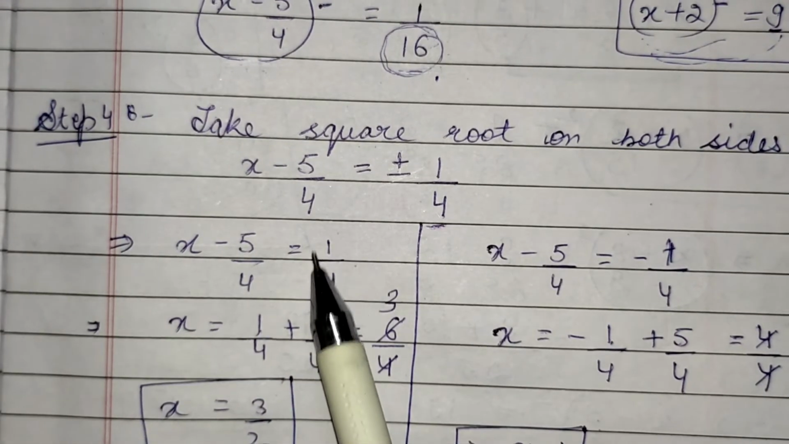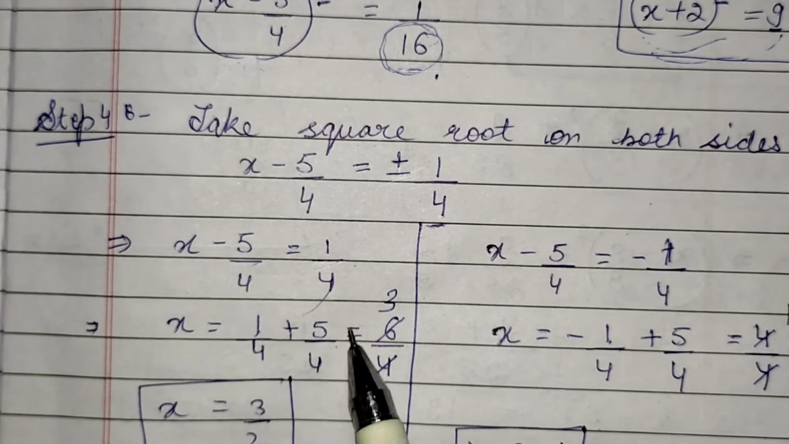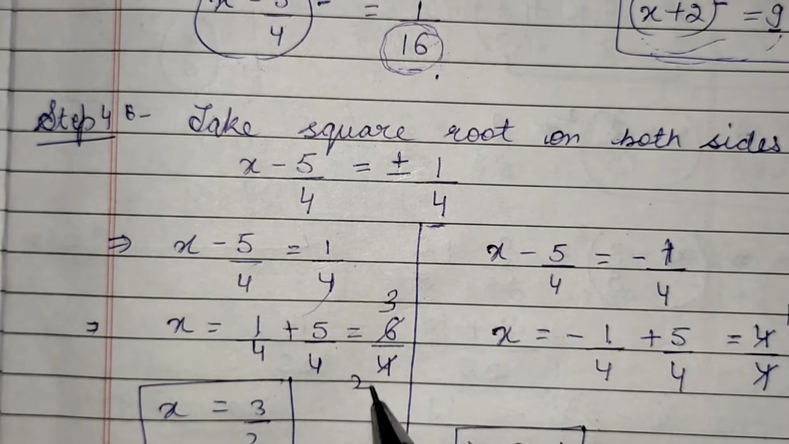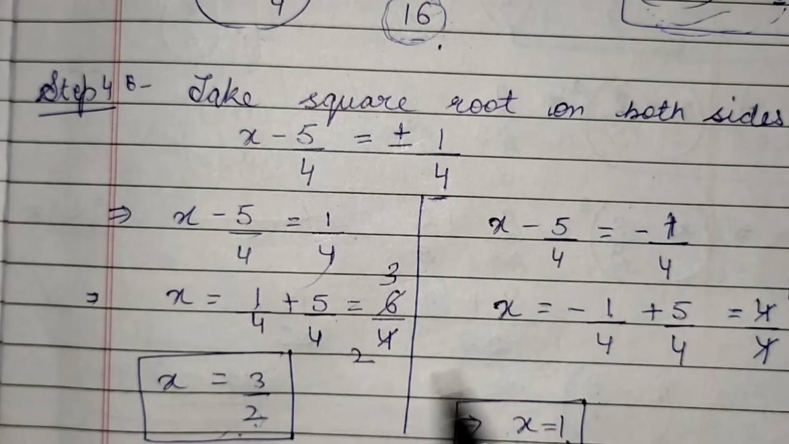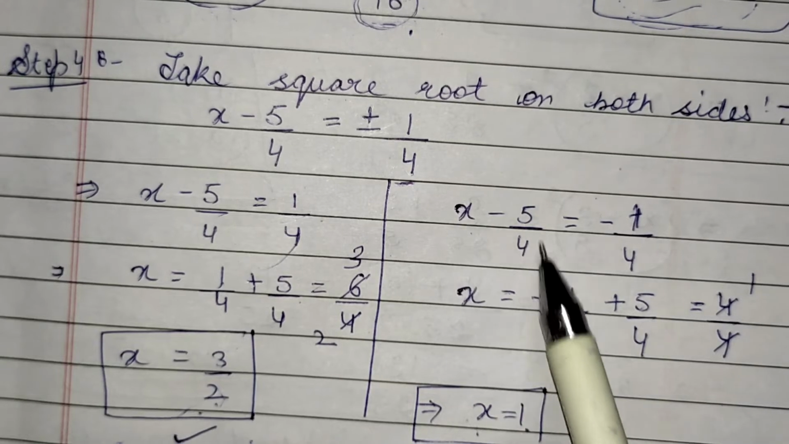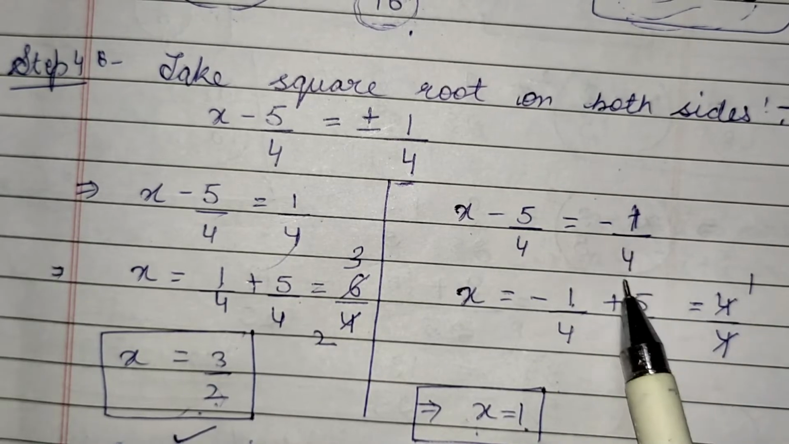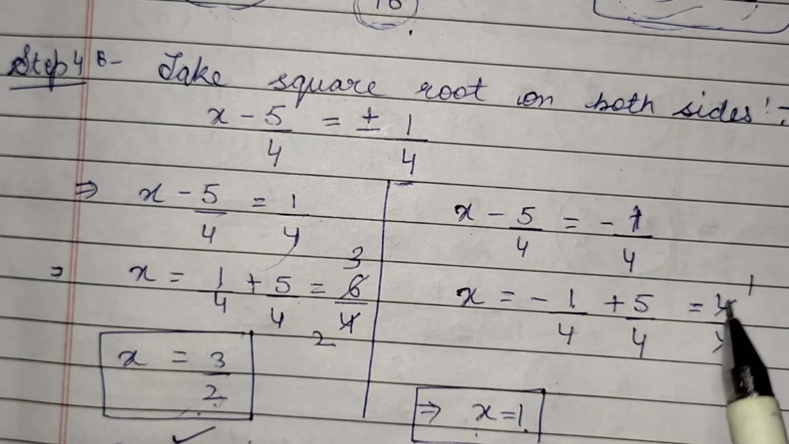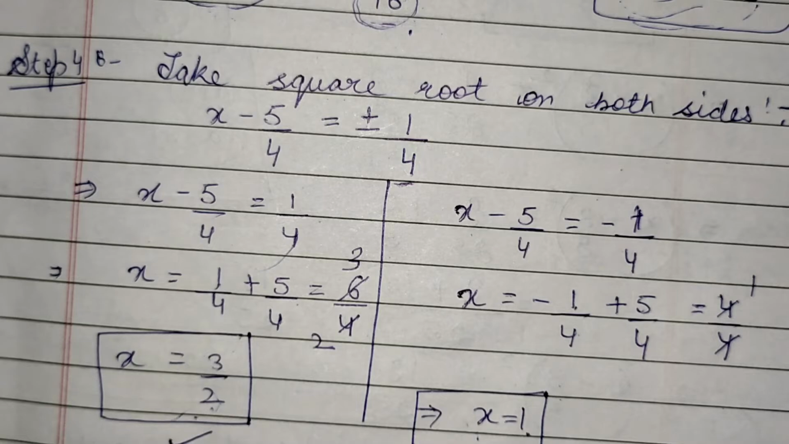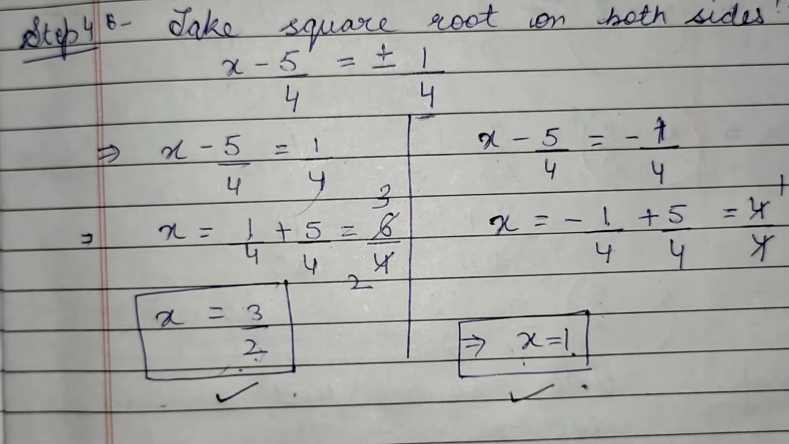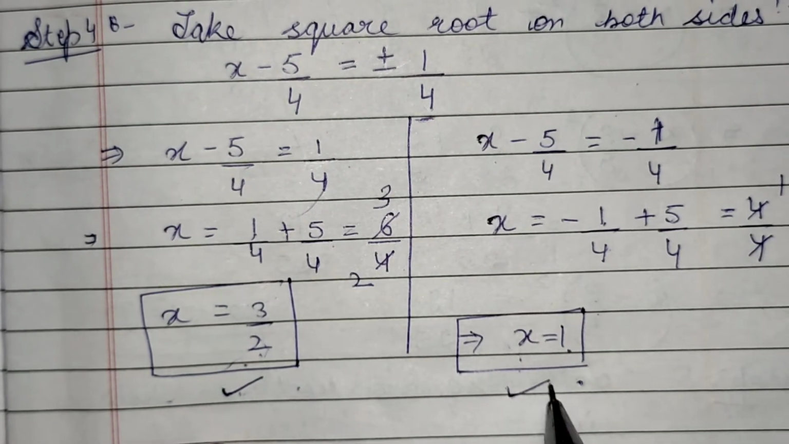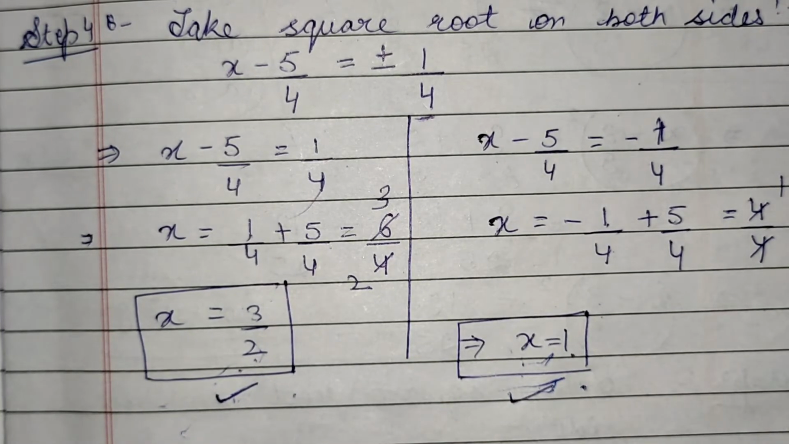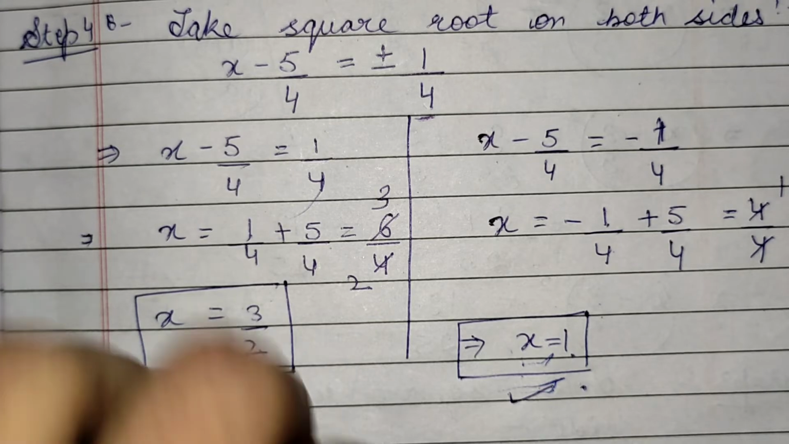Once you solve for the positive value, it is very simple. You will get 6 by 4, which will get cancelled by 2 and give you 3 by 2. And for the negative value, x minus 5 by 4 is equal to minus 1 by 4. What will you get? x is equal to minus 1 by 4 plus 5 by 4, which will give you 4 by 4. That means your answer will be equal to 1. So these are the two roots. These are the solutions of the quadratic equation, which you had to find by using the completing the square method.